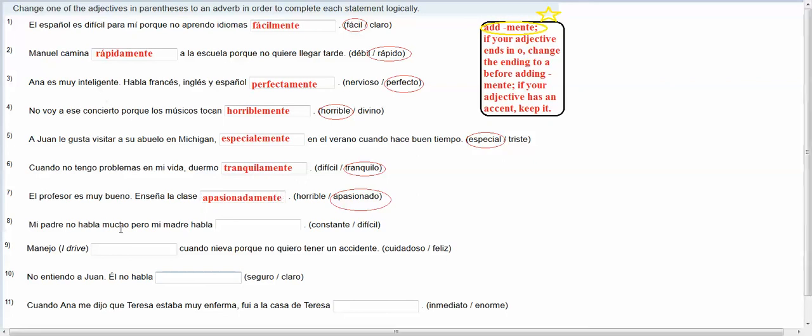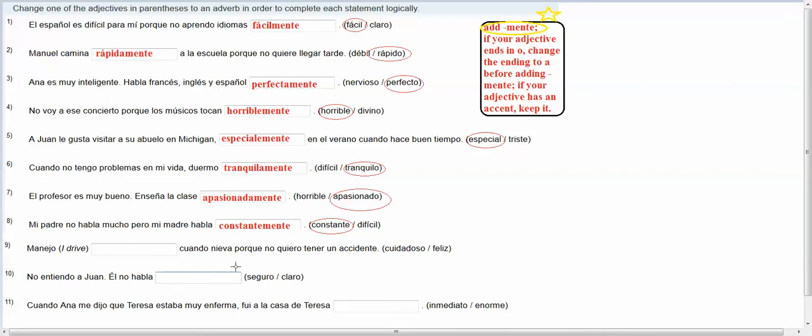Apasionada and then add mente. Apasionadamente. El padre no habla mucho, pero mi madre habla constantly or difficultly. Probably constantly makes most sense. And since it doesn't end in O, I don't add an A, I just add mente. Constantemente. So my mother speaks constantly. And that's probably how it is in my house too.